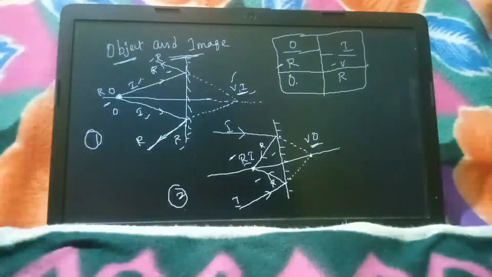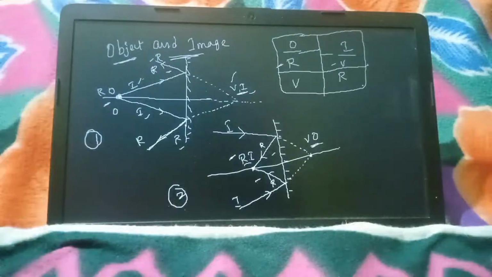Object is virtual, yes, virtual. Here you have to write V. So virtual object, image is real. I hope you got it. So that is about real and virtual, types of images. And we'll go with one more concept.